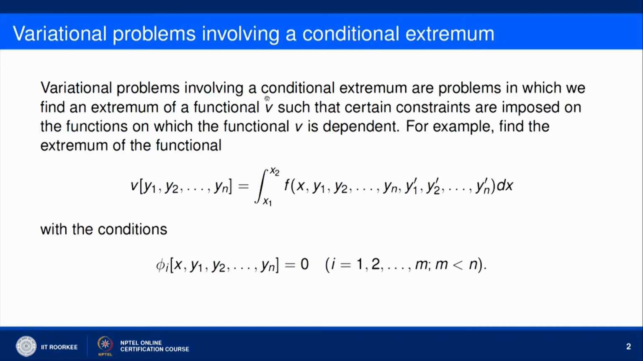Variational problems involving a conditional extremum are problems in which we find an extremum of a functional v such that certain constraints are imposed on the functions on which the functional v depends. So here we consider this functional depending on y1 to yn, defined from x1 to x2, f of x, y1 to yn, y1 dash to yn dash, dx, and the conditions defined on these variables y1 to yn are given as phi i of x, y1 to yn equal to 0 for each i equal to 1 to m, where m is some number strictly less than n.